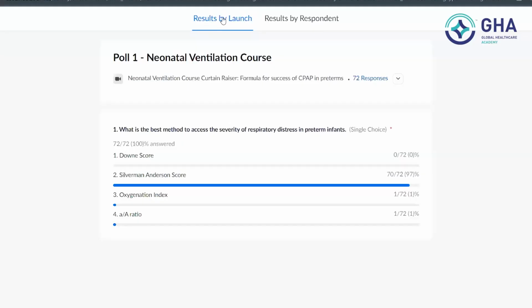So the first one, I think it is wonderful. Most of us have done very well. 97% said Silverman-Anderson score. Actually, that is the true answer. And luckily in preterm babies, we have a very good method to see whether the baby's work of breathing is increased or not. And this score is wonderful to help us assess whether we need to give increasing pressures or not. Next.